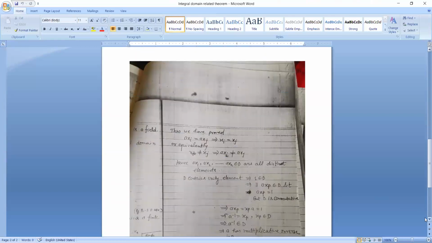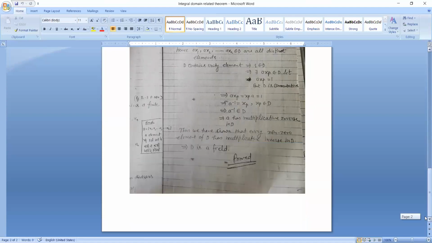Thus, we have proved axi equal to axj implies xi is equal to xj. Or equivalently, xi not equal to xj implies axi is not equal to axj. Hence, ax1, ax2, and so on axn belonging to D are distinct elements.